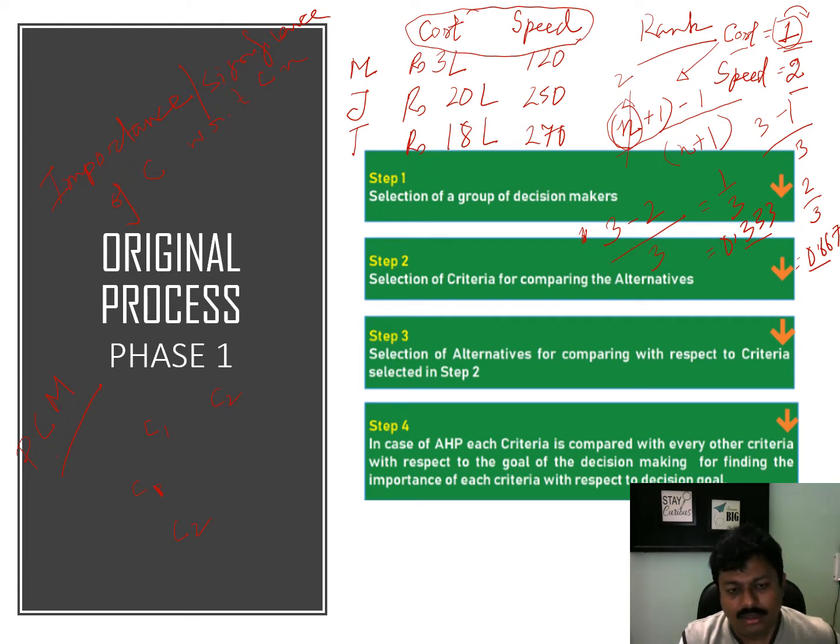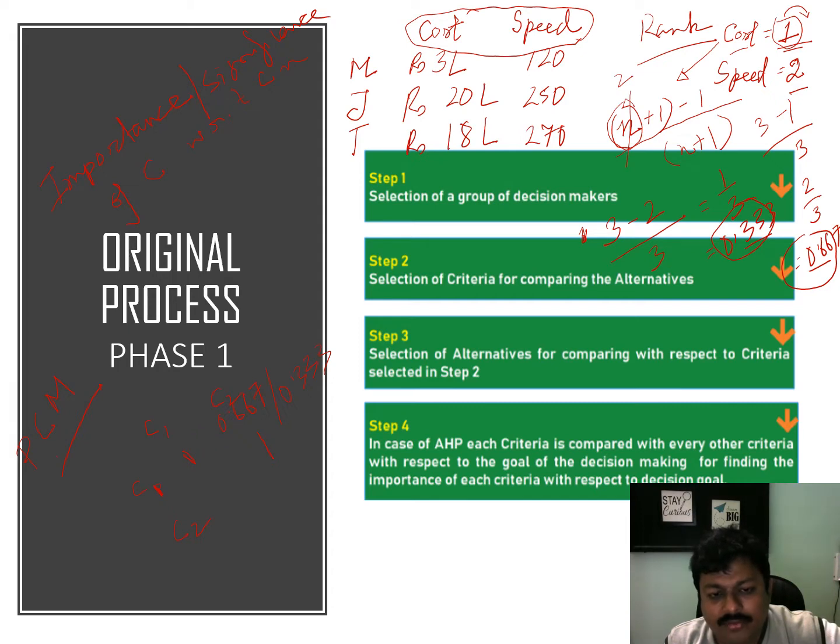with respect to C1, then it will be certainly 1. And C2, this is 1. However, for the importance of C1 with respect to C2, what is the complement of rank for C1? It is 0.667 and divided by what is the complement of C2? That is 0.333, right? Because we are comparing the importance of C1 with respect to C2.